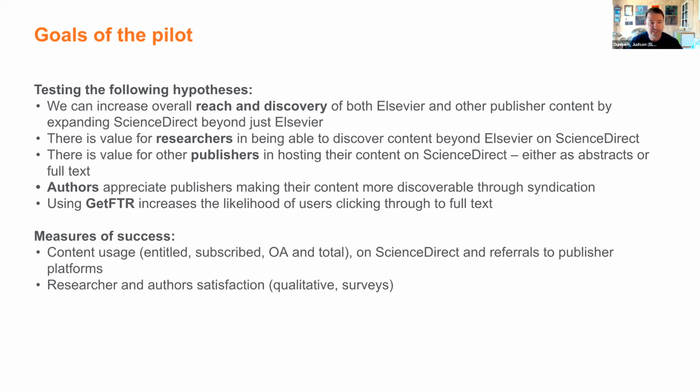We want to figure out and ideally quantify how much value there is for researchers, people using ScienceDirect, to be able to get beyond just Elsevier. We also want to figure out and quantify the value for our publishing partners, in terms of their own business and their own mission. What is the value of hosting their content on ScienceDirect? We want to get some real world data about that. We'd like to find out if authors specifically appreciate the idea that their content is made more discoverable through syndication. And then finally, as a founding partner with GetFTR, we have some assumptions that having that validated GetFTR PDF link will increase engagement. We want to get some numbers around that as well.